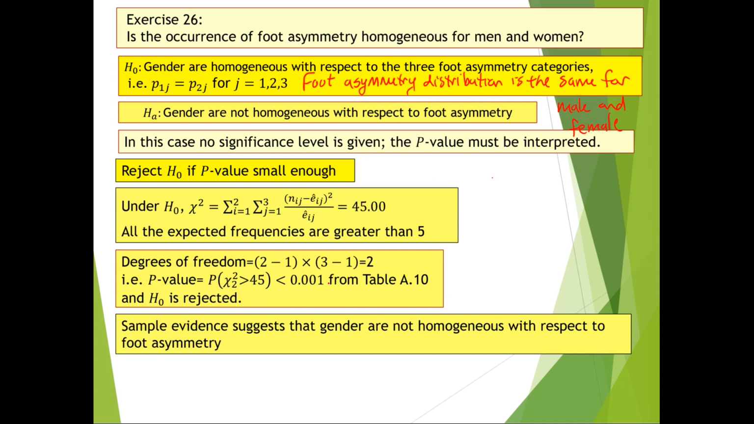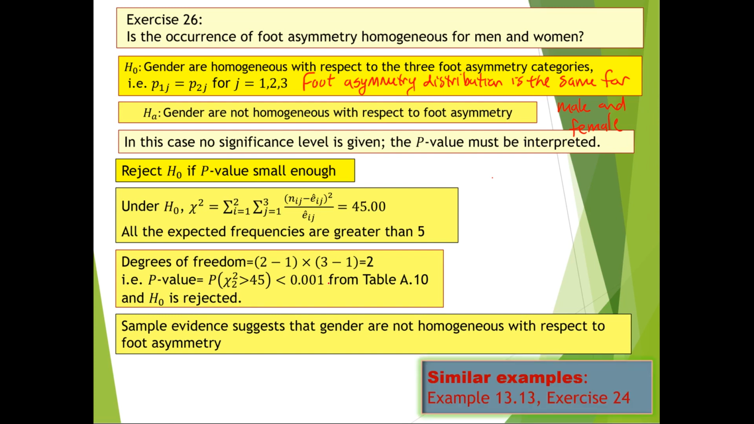There are many ways to phrase a problem, and one unique way to write it out in mathematical symbols. So it's important that you understand the different ways to approach such a problem. What does the problem boil down to? That's what you eventually need to learn. Now there are similar examples in your textbook, example 13.13 and also exercise 24 that you can work through.